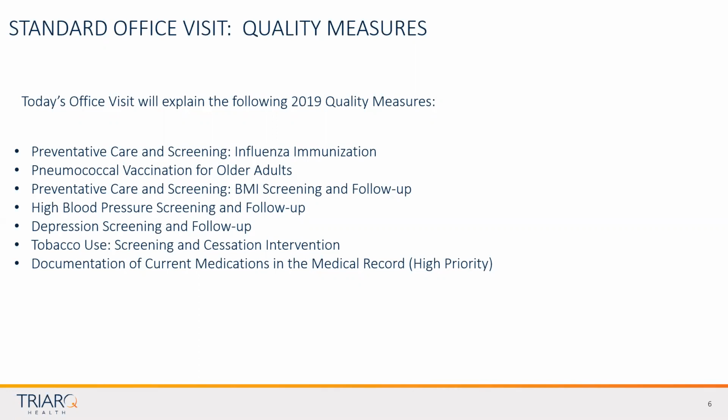So as you can see, we have our influenza immunization, we have our pneumococcal vaccination, BMI screening and follow-up, high blood pressure screening and follow-up, depression screening, tobacco use cessation, and then our favorite, documentation of current medications in the medical record. A lot of us really love this measure. We know it fondly as our high priority measure that a lot of us might be utilizing this year. I know some other practices out there might be utilizing some WHO's or COO's as your high priority measures. But I know a lot of my practices that I work with are utilizing this one, so we want to hone in on that one, and I really wanted to clarify that because it can be a bit tricky.